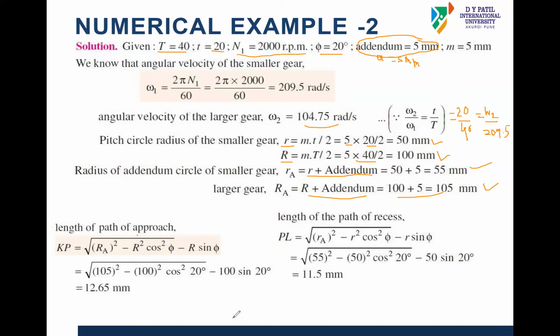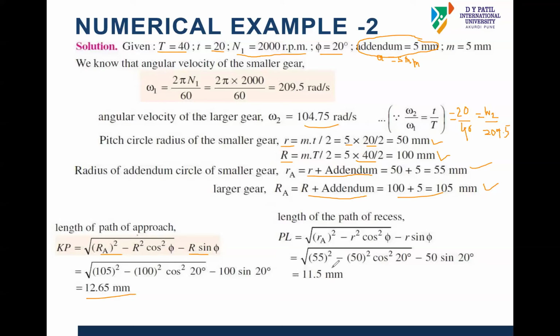Okay. Now next, we need to find out path of approach and path of recess. To calculate path of approach KP, we have the value of addendum radius and pitch circle radius for the larger gear. So we have RA value, RA is 105. The equation is KP is equal to under root of RA square minus R square cos square phi, minus R sin phi. Just put the value: KP is under root of 105 square minus 100 square cos square 20, minus 100 sin 20. So we'll get KP value 12.65.